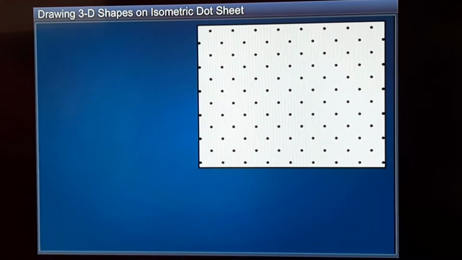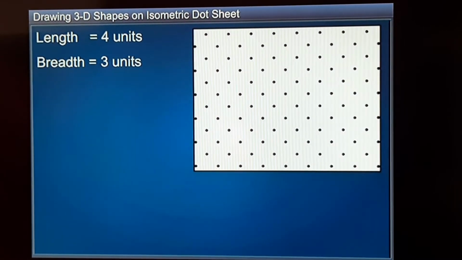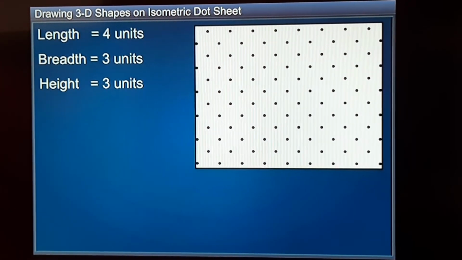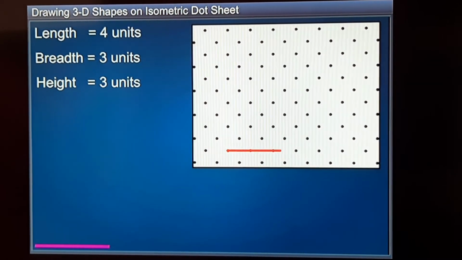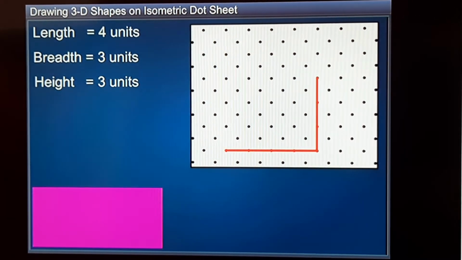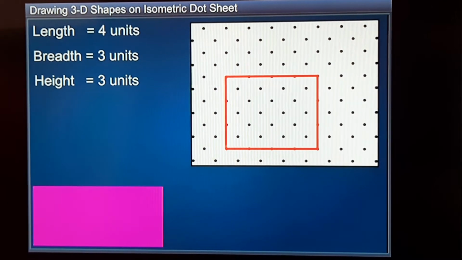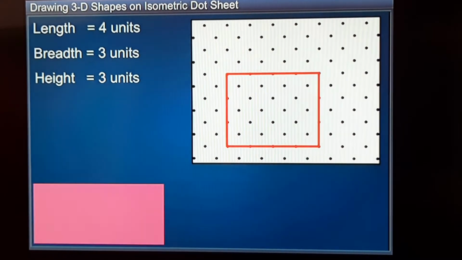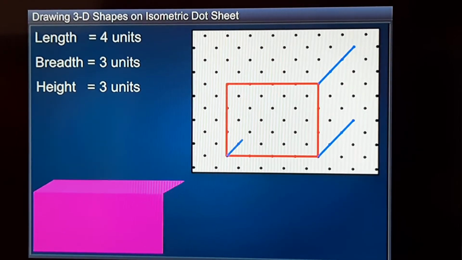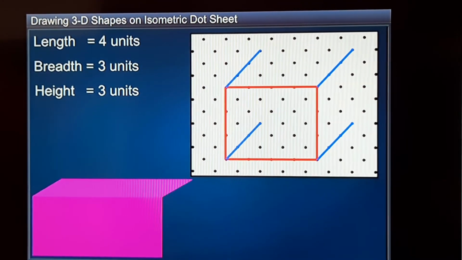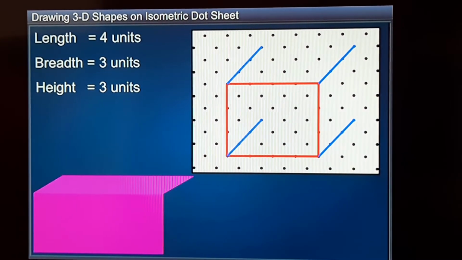Let us draw a cuboid of length 4 units, breadth 3 units, and height 3 units. First, let us draw a rectangle of length 4 units and breadth 3 units by counting the points as shown. This rectangle forms the front face of the cuboid. Let us further draw 4 lines each of length 3 units from the corners of the rectangle as shown.